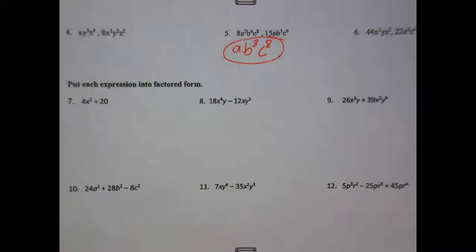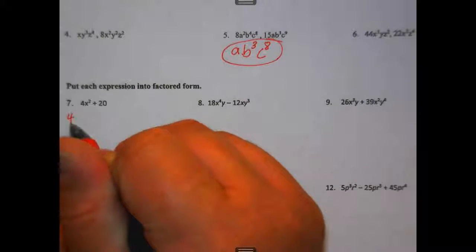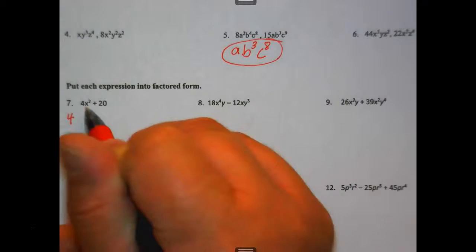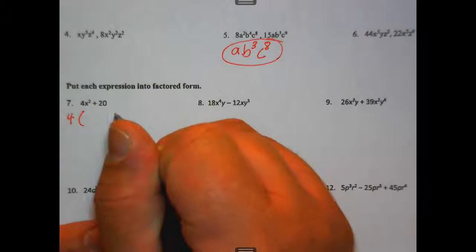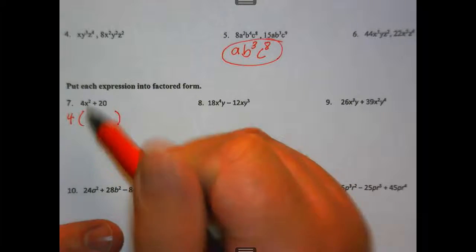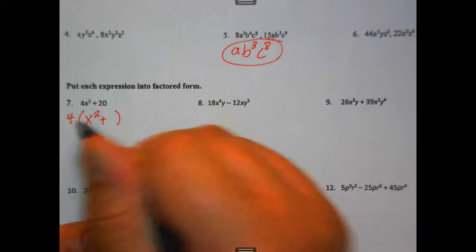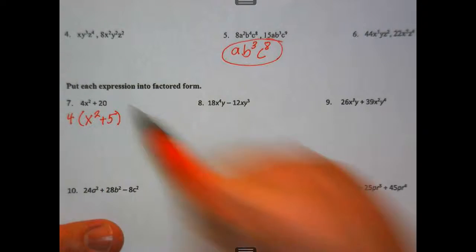Number 7, put each expression into factored form. I can take out a 4 out of both of them. That's it. I can't take out any variables. 4x squared divided by 4 is x squared. 20 divided by 4 is 5.